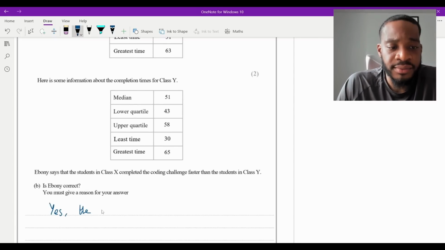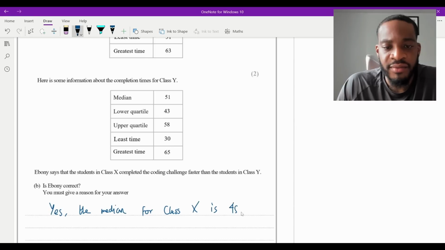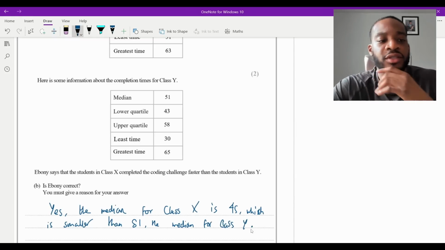The median for class X is 45, which is smaller than 51. And you just write the median for class Y. Perfect. So that's part B.